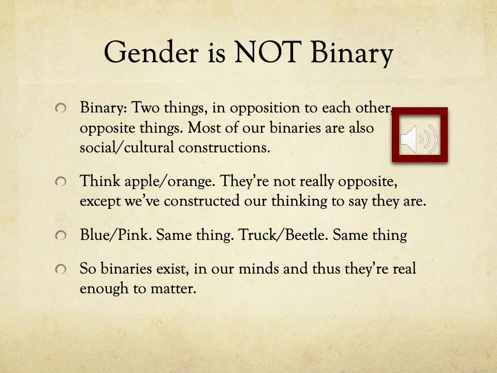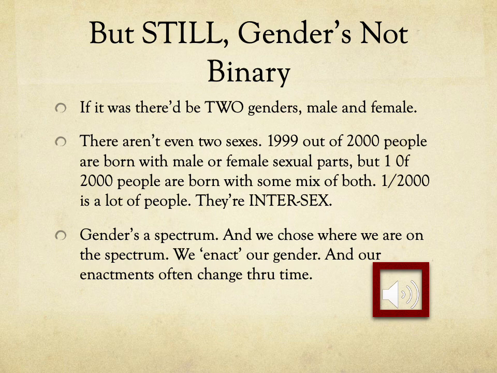Next slide. So again, the key to this binary thing is that gender isn't binary. If it was, there'd be two genders. And I know there's people in America who still think that, and maybe people in this class who still think that. And if you do, love you, but you're wrong. There's not just two genders. There's not just male and female. There aren't even two sexes.